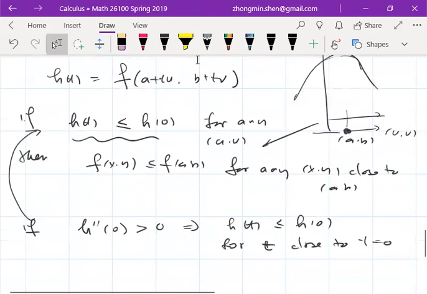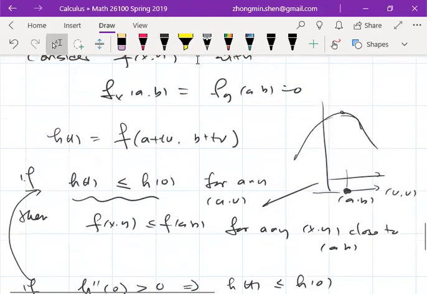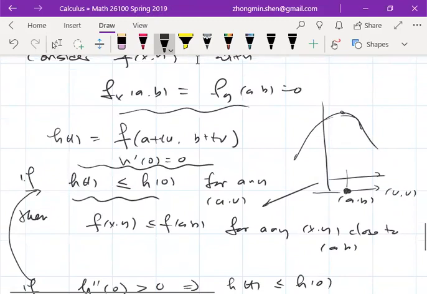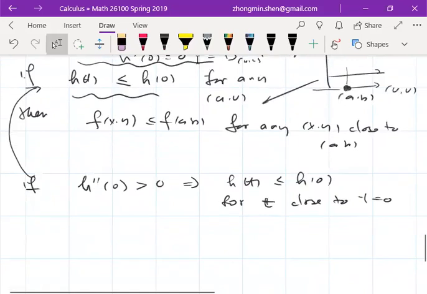Of course, we already know, because of this condition, that the derivative is already 0. This is because the partial derivatives are 0. So h prime 0 is going to be 0. The reason is this is a directional derivative in the direction u, v of f at point a, b. So the partial derivatives are 0, and this must be 0.